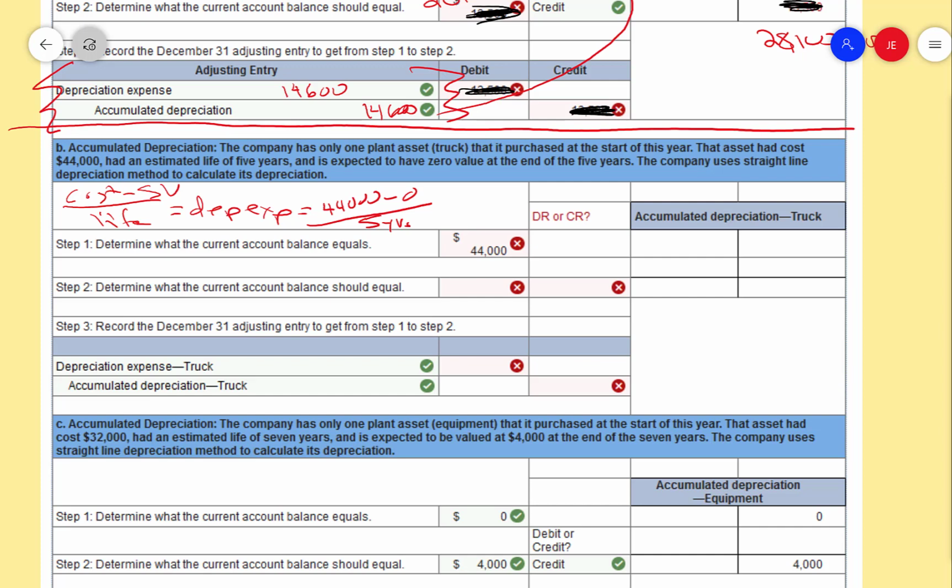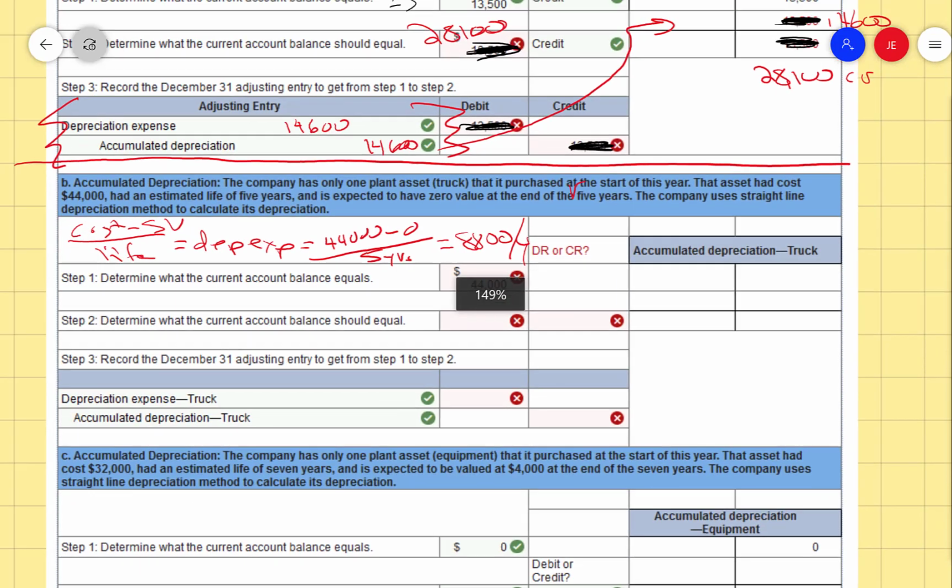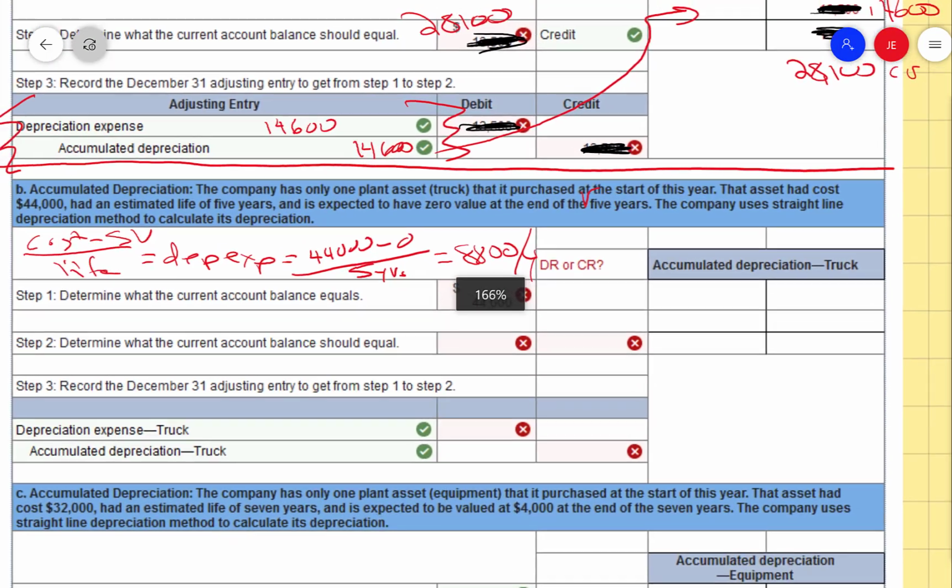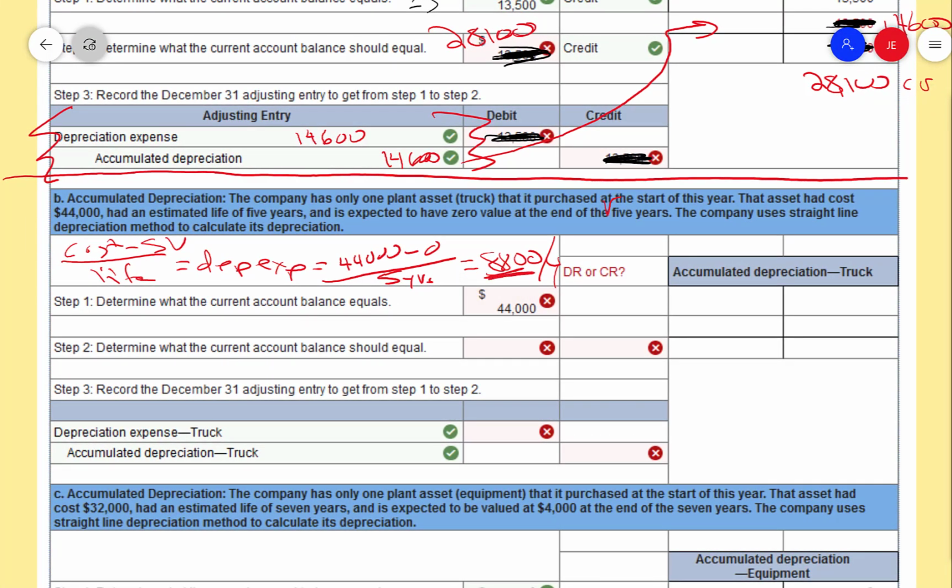44,000 divided by 5 years is what? 8,800 per year. That's the amount of depreciation we record every year we use this truck, right? Did it at the start of the year, so we don't have to worry about any half-year period, anything like that. And there's no balance at the beginning, right? So there is a zero balance in accumulated depreciation because we just bought this at the start of the year.